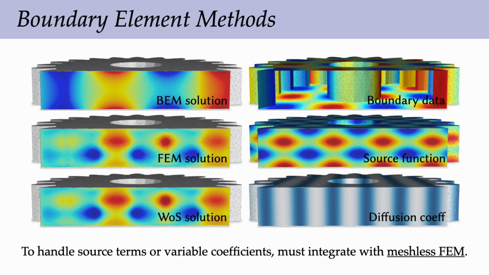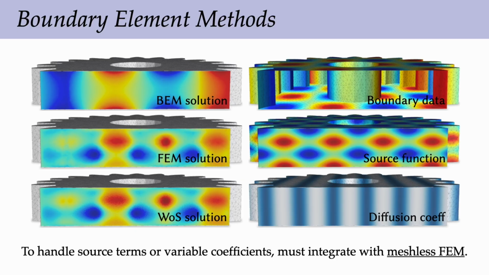You're talking a lot about the boundary and you don't need to mesh the interior, so this is just a boundary element method, right? And the answer is no. This is actually quite different because boundary element methods can't directly deal with things going on in the interior of the domain, like source terms or variable coefficients. To do this with a boundary element method, you actually have to do something like a hybrid of BEM and, guess what, a meshless finite element method for interior terms, right? So you run into all the same problems.